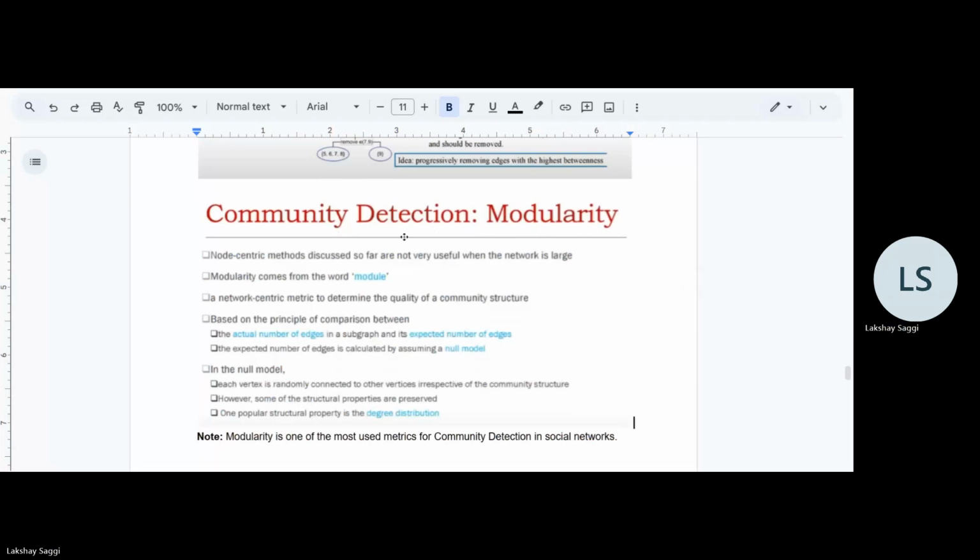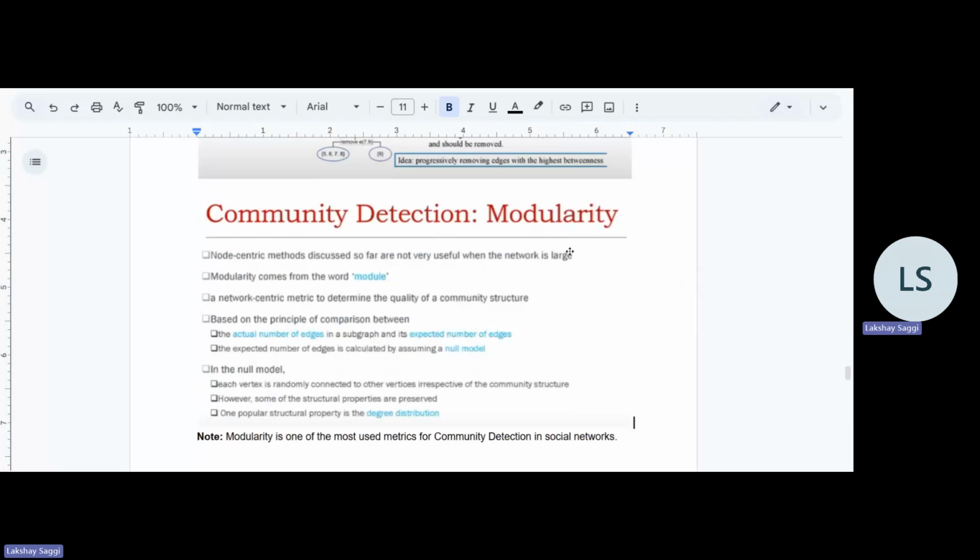And yeah, as I discussed already, node-centric methods discussed so far are not very useful when the network is large. Whereas now, this modularity detection comes from the word module, and it determines the quality of a community structure. So if you are given some community structure, some division between communities, then one metric you defined was maybe ratio cut or normalized cut. But with modularity, you can also define how good a community is based on this metric.